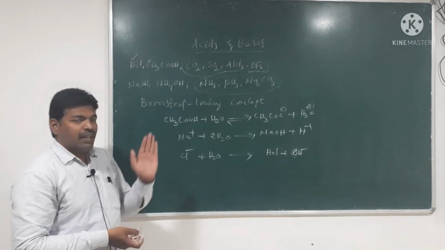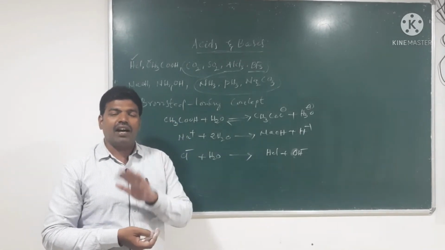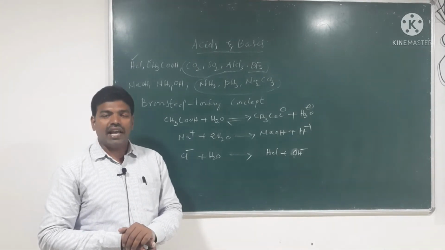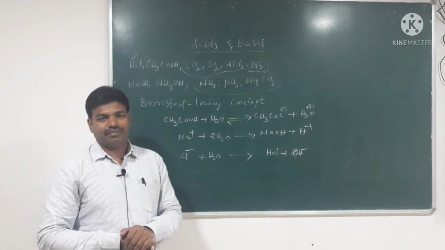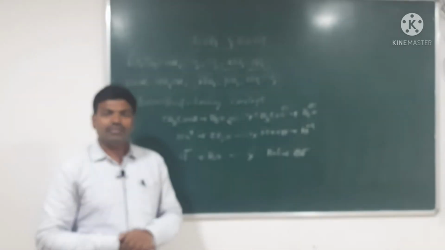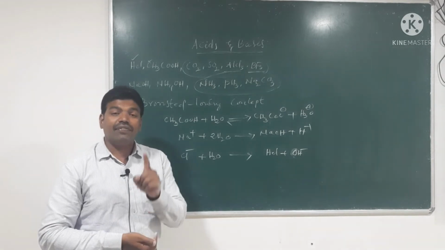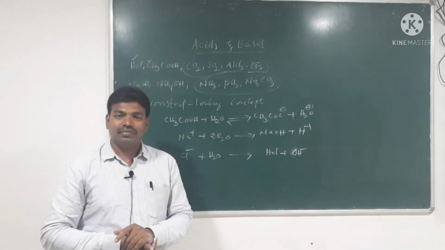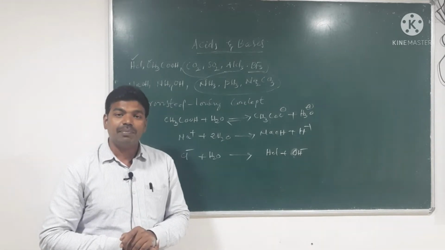A pair of acid and base that differ by an H plus ion is known as a Bronsted conjugate acid-base pair. I repeat, a pair of acid and base differing by an H plus ion is known as a conjugate acid-base pair.